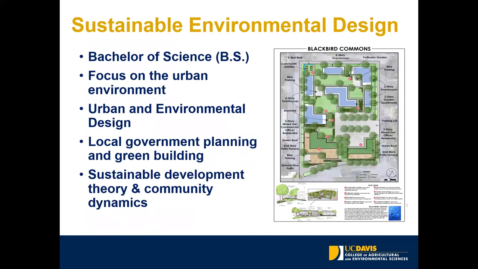Sustainable environmental design students gain background in urban and environmental design, sustainable development theory and practice, and local government planning, community dynamics and organizations, green building, and selection and presentation of sustainable strategies. They also develop knowledge in their own areas of interest through their choice of restricted elective courses. Pre-approved SED upper division restricted electives are grouped into four categories: society, culture, and sustainability, ecological systems and restoration, design and building, and government and planning.